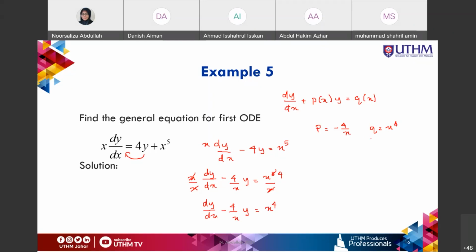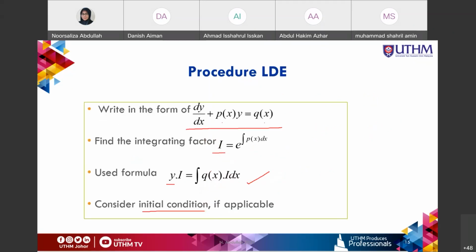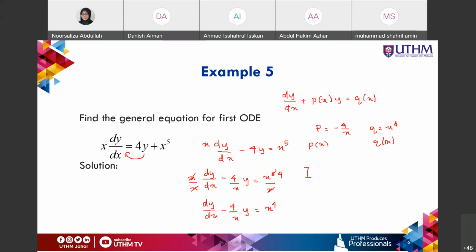Okay, so next, we identify Px and Qx. Next, you kena dapatkan I. Betul? Next is you have to find the integrating factor I. So for I, you have to integrate Px. Now we have to integrate this one. So this is equals to exponent integrating Px dx.